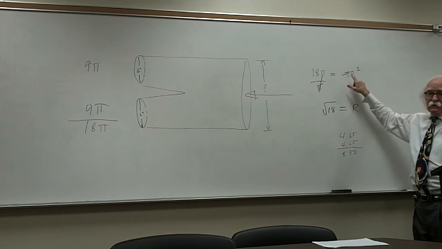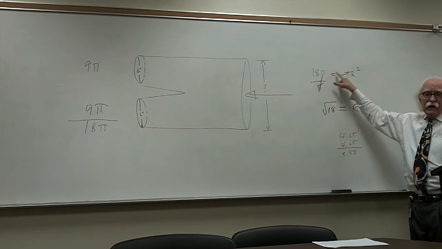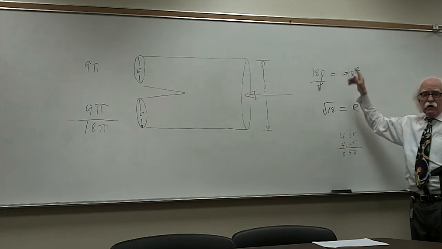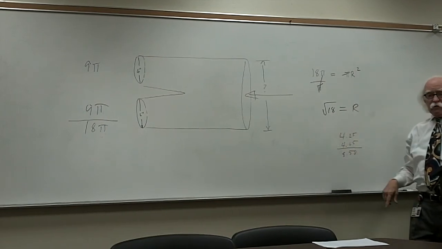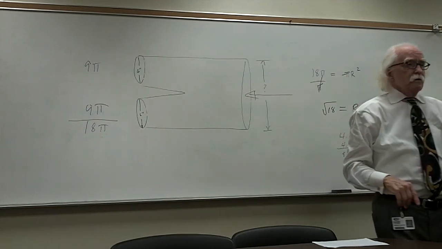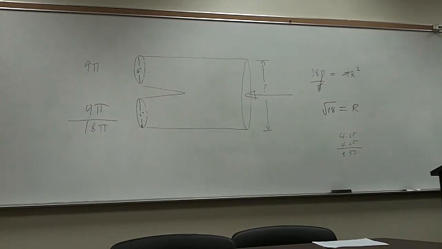The reason why you left it as pi is because the pi goes away, and then it's just the square root of 18, which is about 4 1/4. So 8.5 inches, anything over or under 8.5 inches is not going to be correct for the air handler.